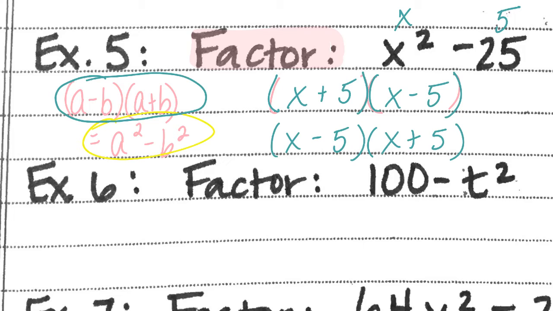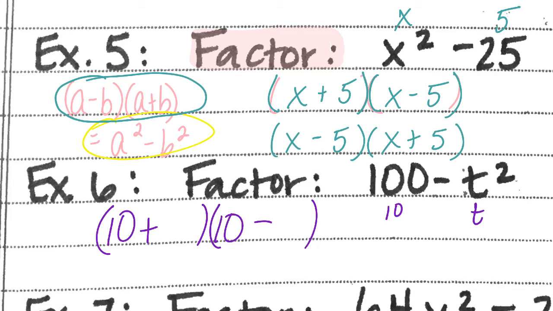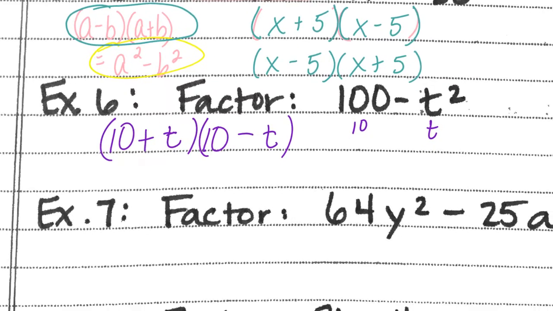Factor 100 minus t squared. Well, let's first find the perfect square of 100, that's 10. And the perfect square of t squared, that's t. Remember, we will need one plus and one minus. We're going to put 10 in the front. I know you're not used to that, and sometimes you don't like that. And then we're going to put t in the back. Make sure your t does not look like a plus sign. So it's 10 plus t, 10 minus t. All right.